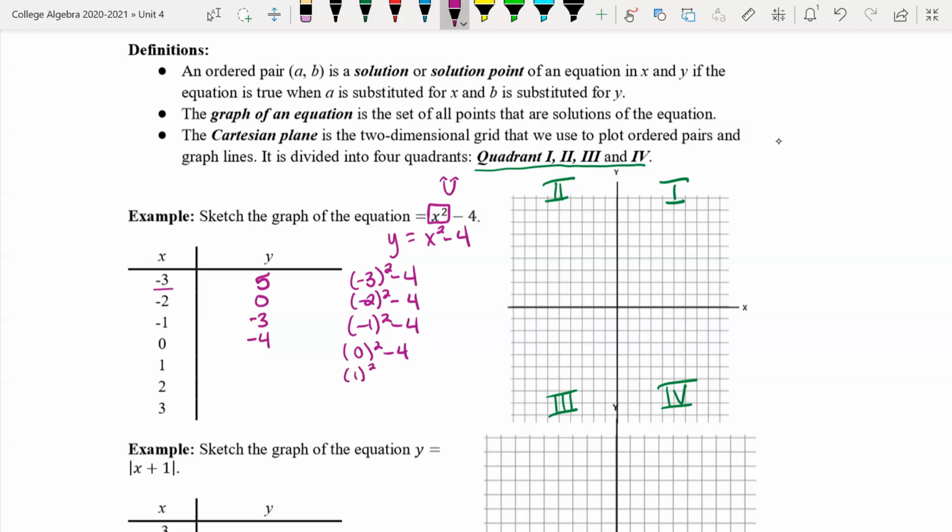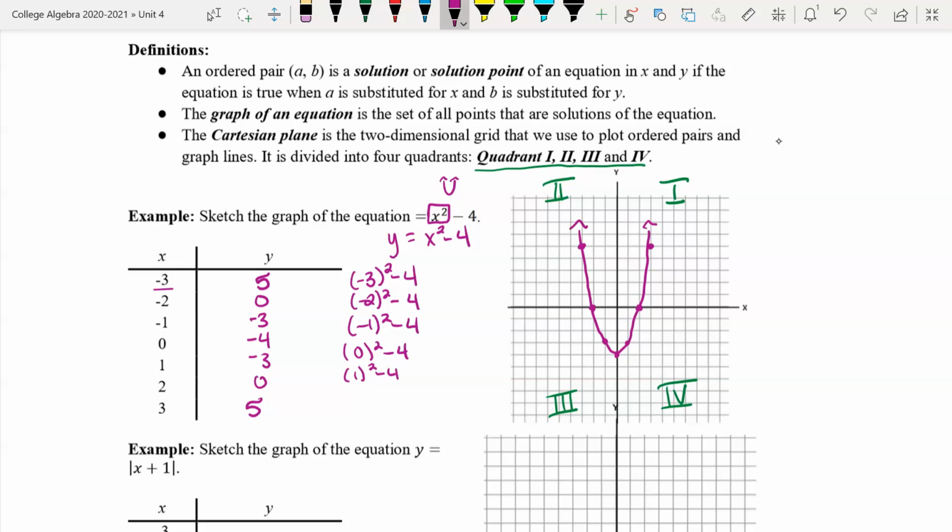So if I do 1 squared and I subtract 4, I get negative 3. And you kind of see that if I do 2 squared and then 3 squared, you're going to end up getting the same values. So whenever you graph it, negative 3, 1, 2, 3, 4, 5. Negative 2 is 0. Negative 1 is negative 3. 0 is negative 4. And I repeat my values. So it looks something like that.